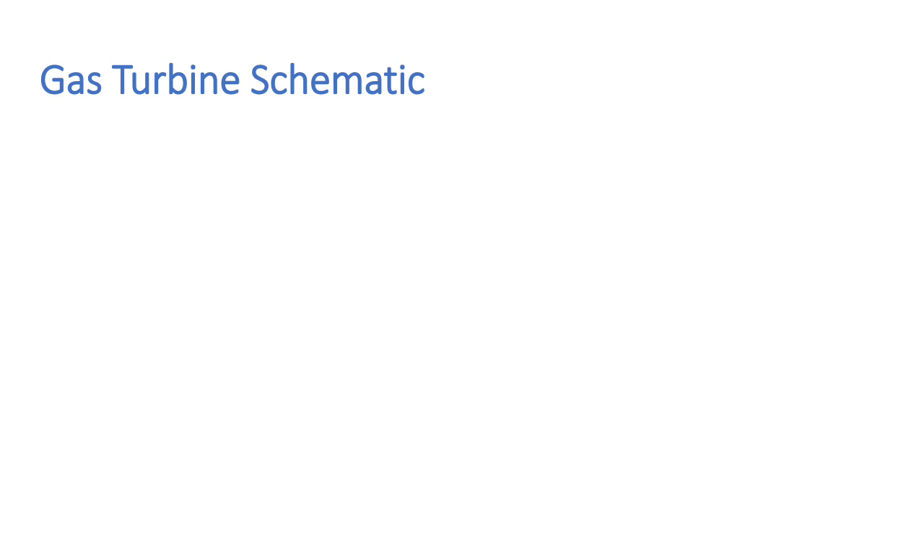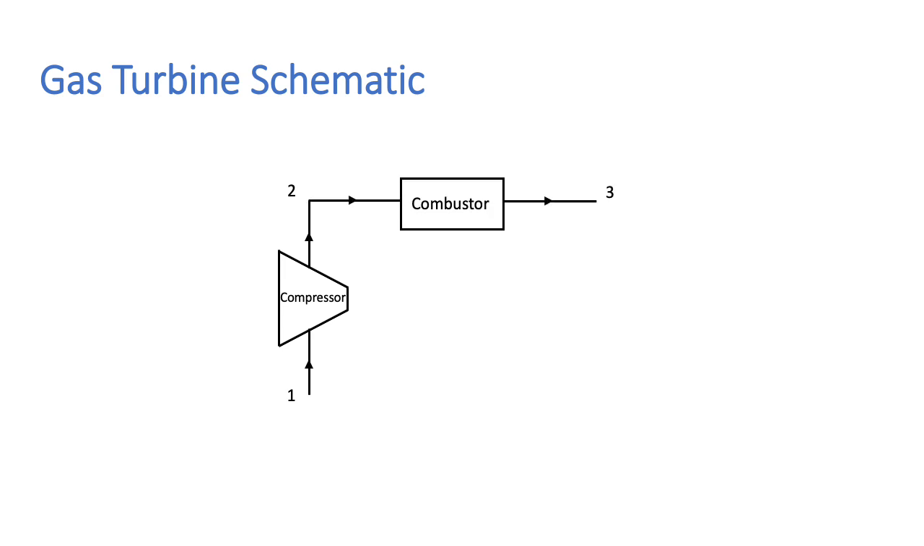We can represent a gas turbine, therefore, by these three components. The first is the compressor, second is the combustor, and the third is the turbine. We will treat each one of these as a separate control volume.